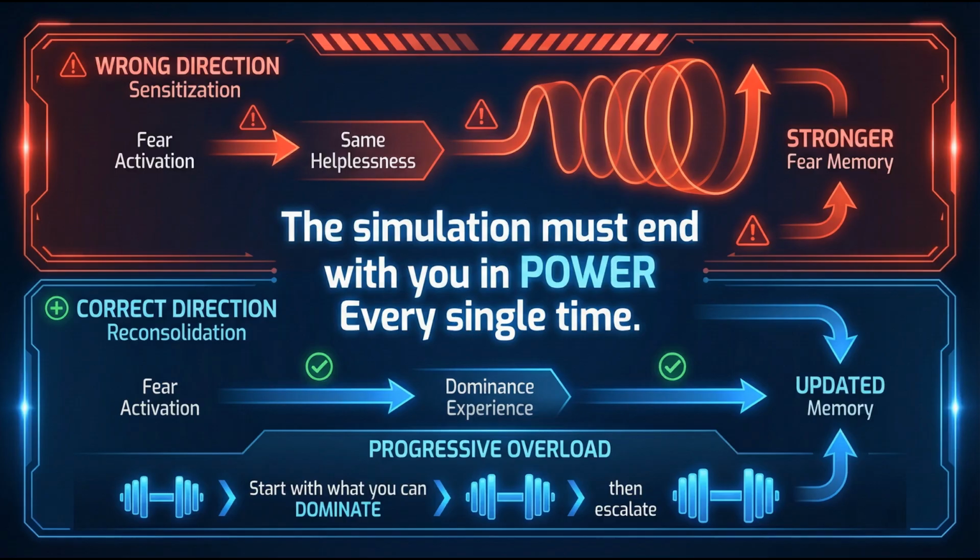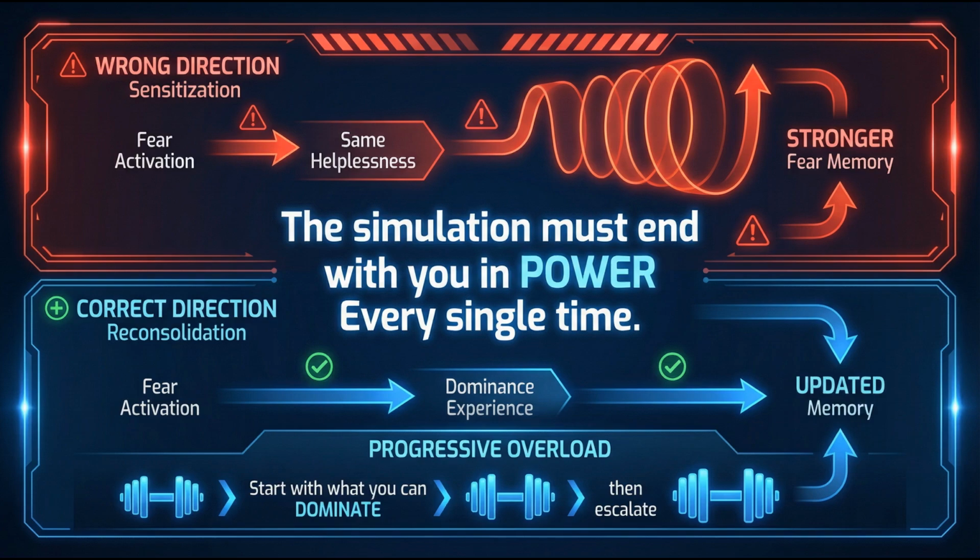The fix: the simulation must end with you in a position of power. Every single time. If you find yourself getting pulled into the fear, stop. Reset. Start the scenario from the moment of dominance, not from the moment of threat. Think of it this way: you're not replaying the trauma. You're writing an alternative ending where you win.